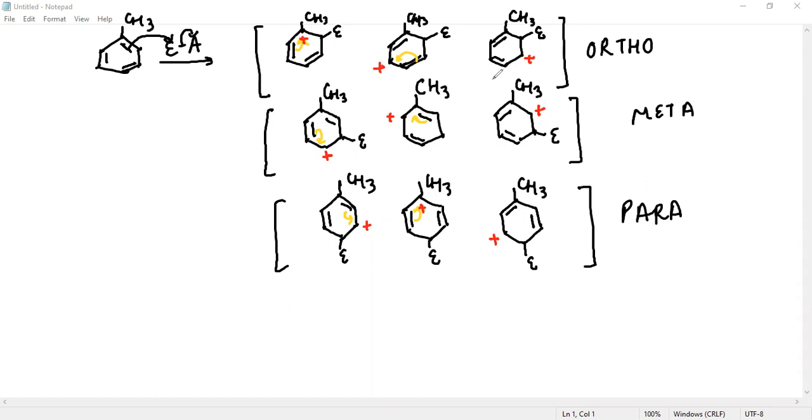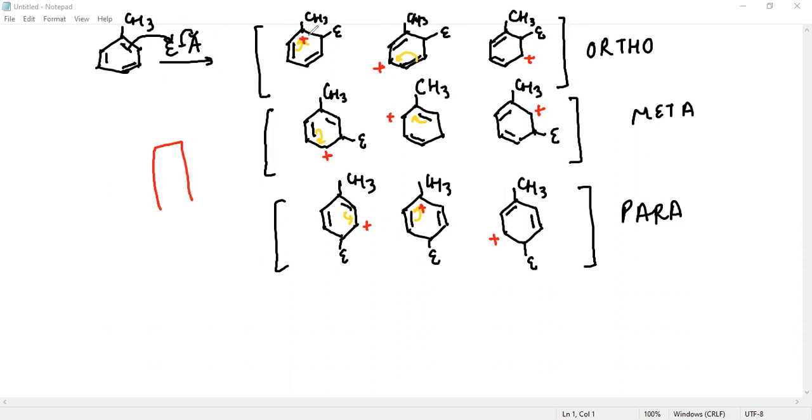These intermediates, we know, are the rate determining steps. This is the slowest step because it is energetically unfavorable. The aromaticity of the benzene ring, which is very stable, is being compromised, and this provides a large energy barrier to put the electrophile on the benzene ring for this reaction.